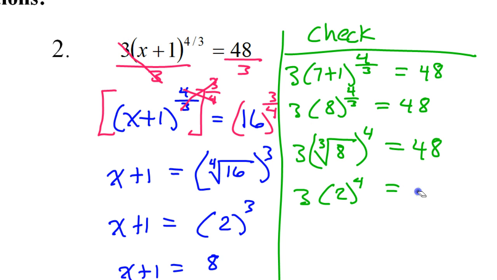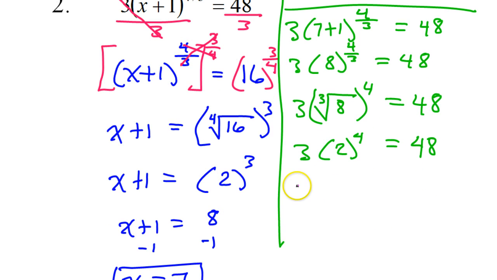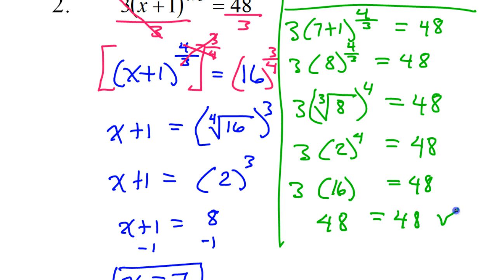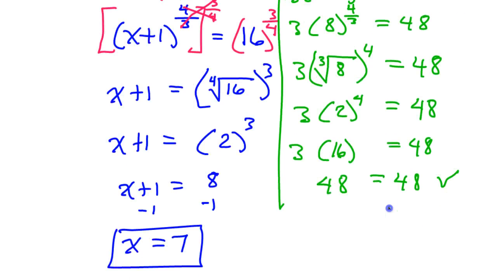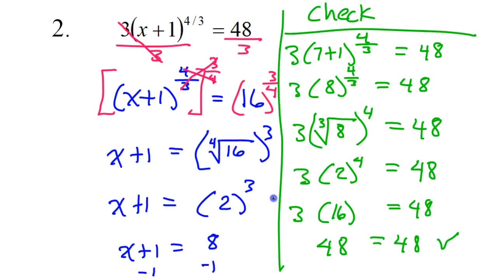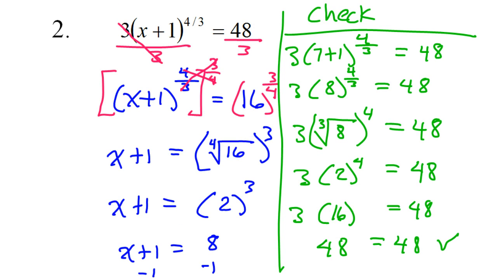Say, hold up, Mr. Helpful, not hurtful. That's a 48. 2 to the 4th power is 16. That's probably where I got the 16 from. And guess what? 3 times 16 is 48. So 48 equals 48. So it checks out. So x equals 7 is in fact the answer to number 2.